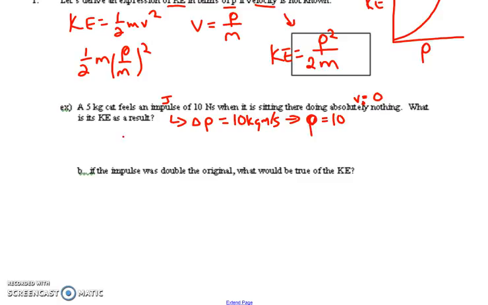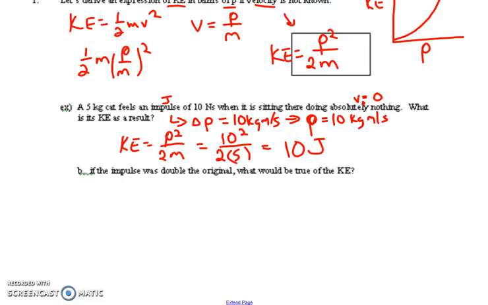So now we can find the kinetic energy very simply by doing p squared all over 2m. We don't have to mess with finding the speed of the cat before, after, etc. So that's 10 squared all over 2 times 5, which gives us 10 joules of kinetic energy. So coincidentally here, the momentum and the kinetic energy take on the same value, but that's not always going to be the case. If the impulse was double the original, what would be our kinetic energy?